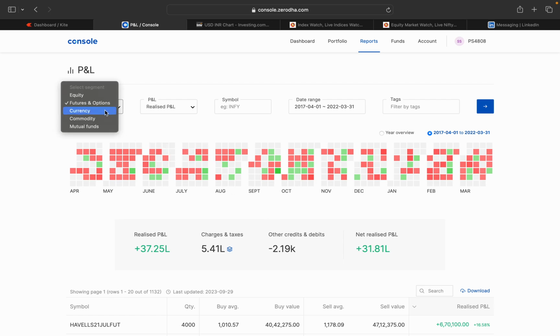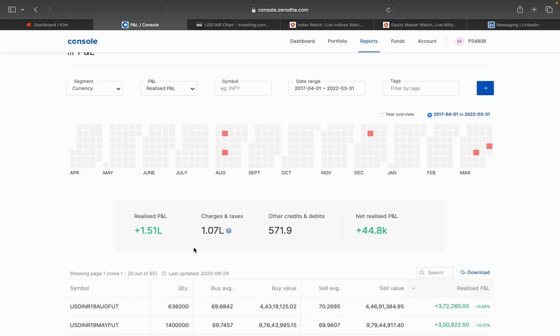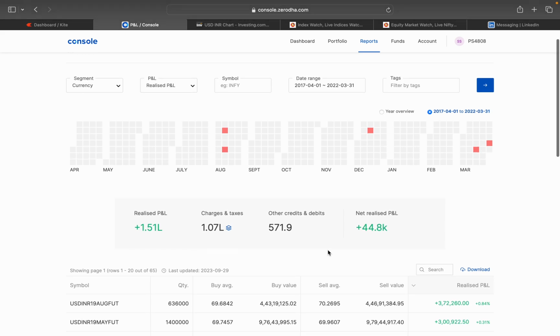Then FNO in the currency segment, because like I said, I practiced on every segment. There are gains. I did book a 1.5 lakh, but the charges were obscene. I was trying to day trade this segment. So in the end, I just basically broke even with 50,000 rupees over 5 years. It was not for me.